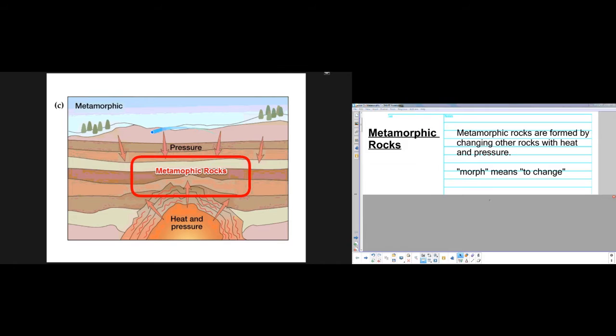Now the pressure comes from above. Imagine you have a mountain on top of you that will really press down really hard. And the heat comes from below. It comes from the earth, the center of the earth is very hot. Now metamorphic rocks are rocks that haven't melted. So if the rocks end up too far down, they're just going to melt and become igneous rocks next time. But in this case, they are not quite hot enough to melt.